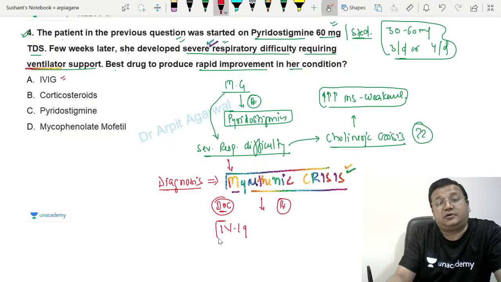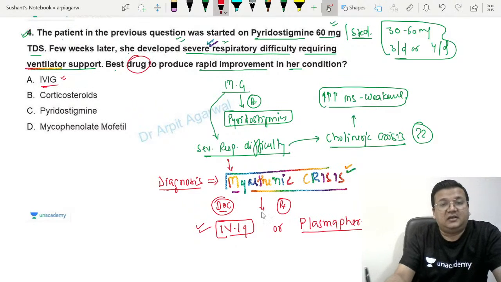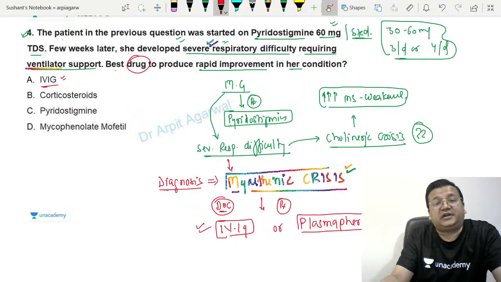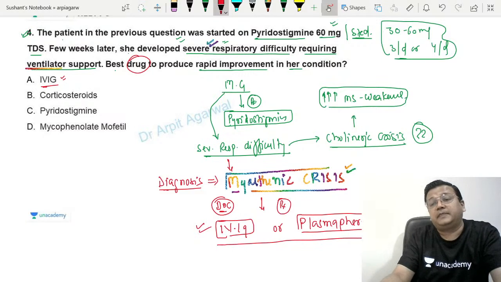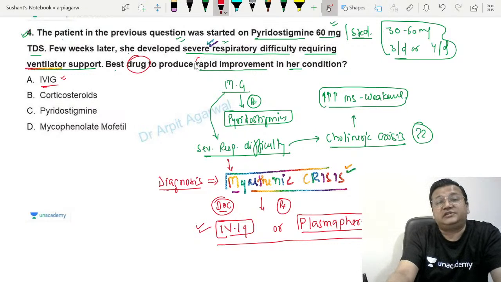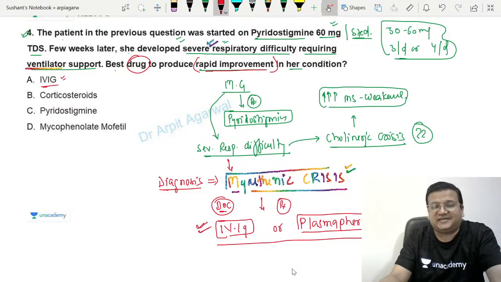If IVIG is not given, what is the next option that could be possible? Plasma pheresis. Both are equally important and beneficial. But if a drug is asked, we will definitely take IVIG. Otherwise, if a procedure or treatment is asked, plasma pheresis can also be given. Both are equally good in rapid improvement. You see, the word rapid improvement will be produced by either IVIG or plasma pheresis.